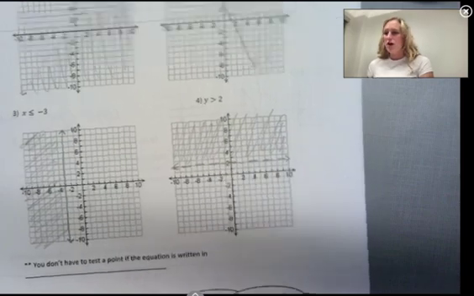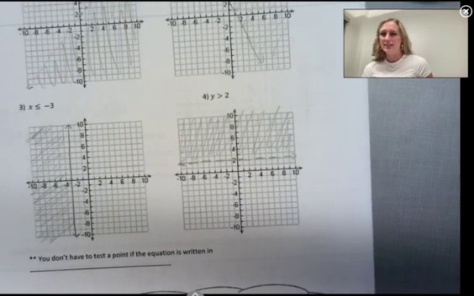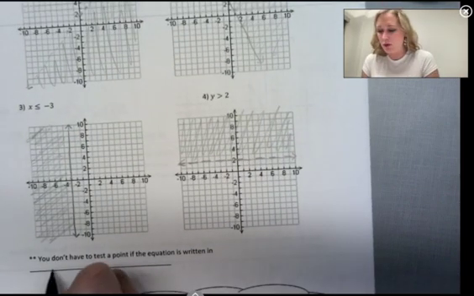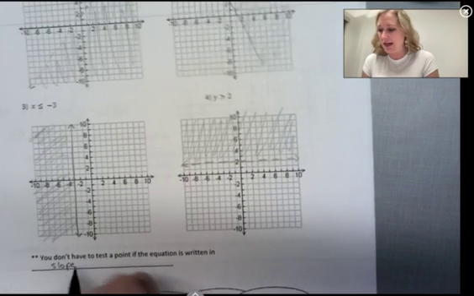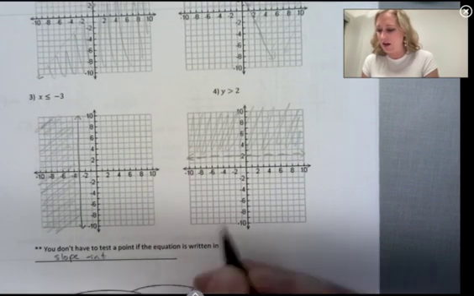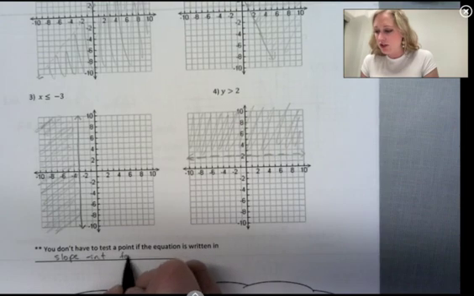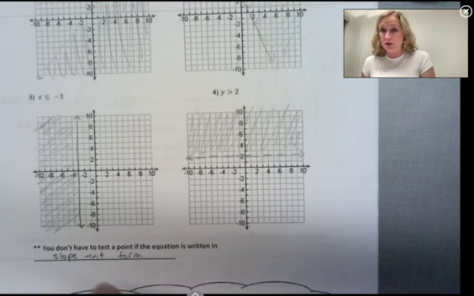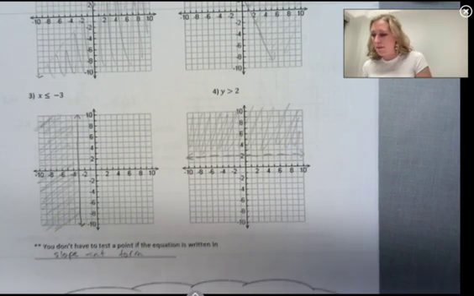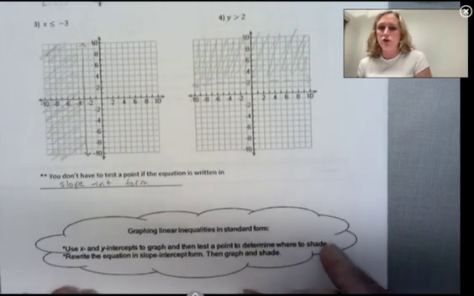Okay, so we're going to do something called testing points. We don't have to do this when it's in slope-intercept form, so kind of like we just did, we didn't do any testing of points. You don't necessarily know what this means just yet. We're going to do an example, but this is when we do have to test points.